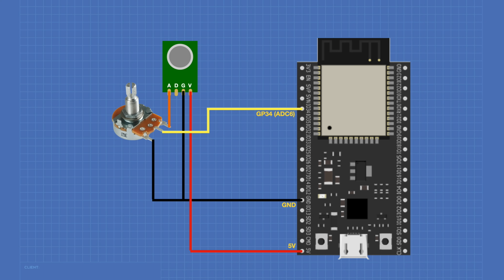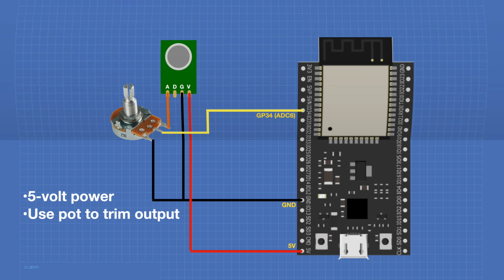Another solution is to use the 5 volt output of the ESP32 to power the sensor. This means the heater will run at the proper temperature. The analog output of the sensor will be connected to a potentiometer in order to trim the level down. This will be less accurate, but with proper adjustment of the pot, the accuracy can be reasonable.